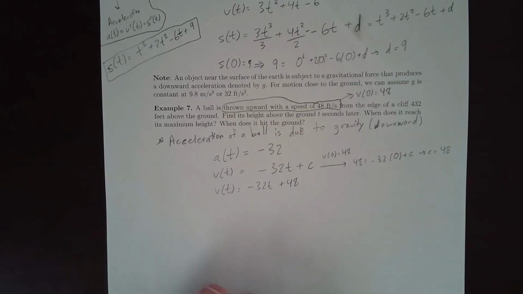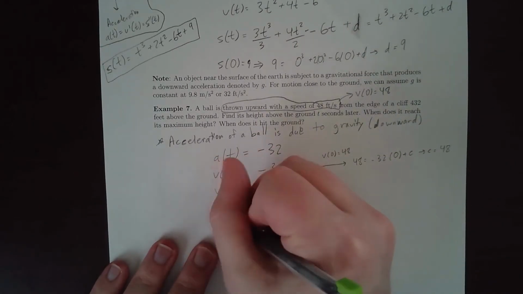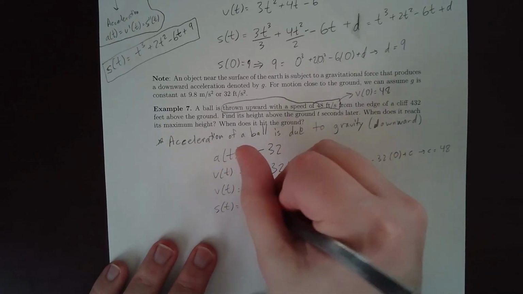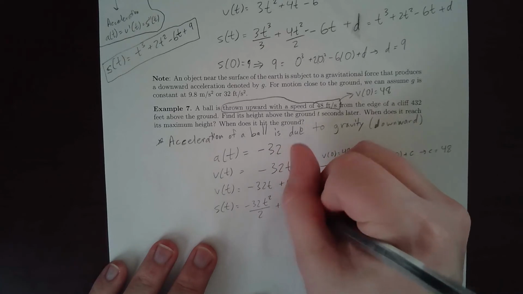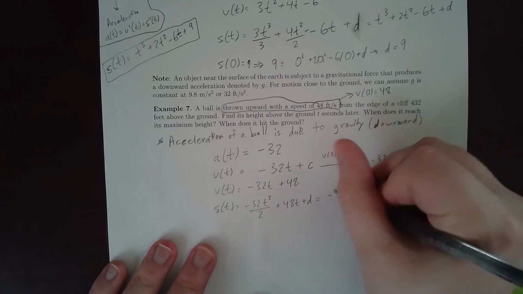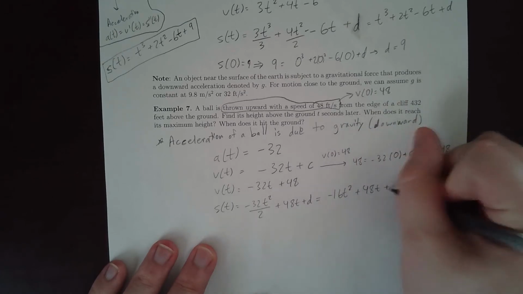Now from here we want to go ahead and find our position function. So we know that the position function will be the antiderivative of velocity, so that'll be negative 32t squared over 2 plus 48t plus d, or again, negative 16t squared plus 48t plus d.